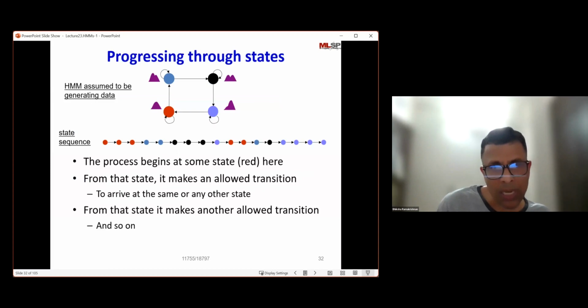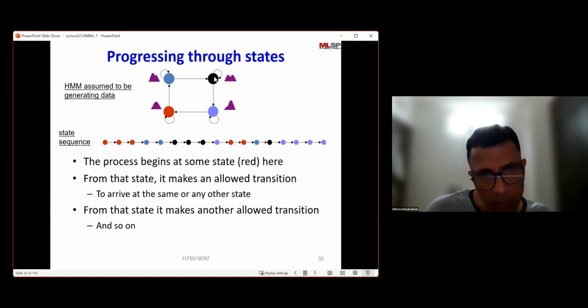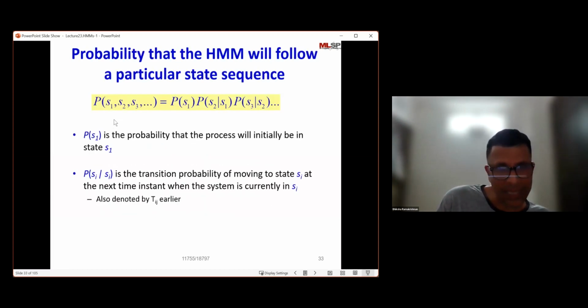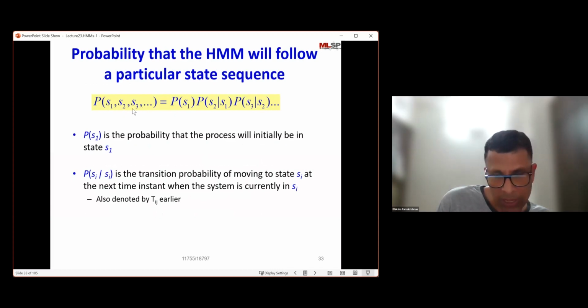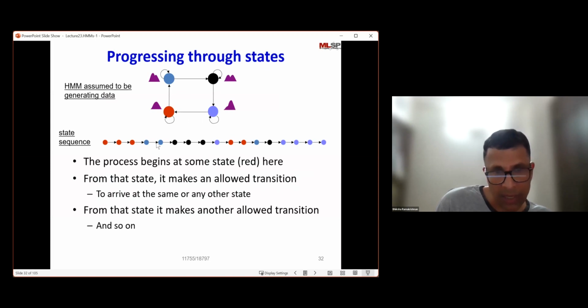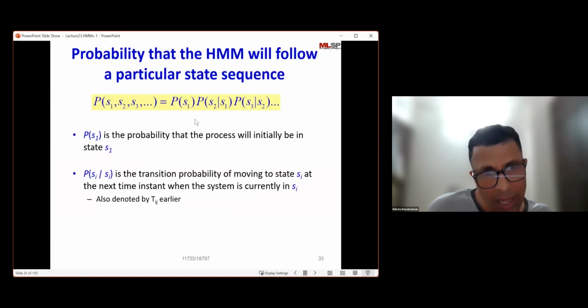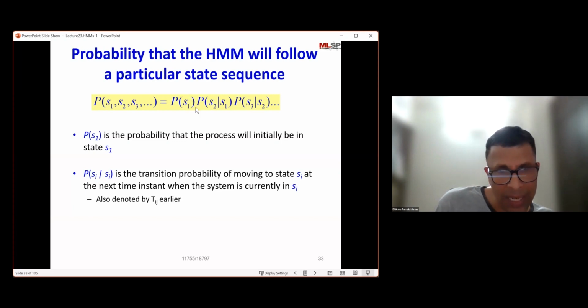Now, what is the probability that the process will go through a particular sequence of states? That's this. The probability that the process will go through a specific sequence of states, S1, S2, S3, for example, red, red, red, blue, blue, black, black, black over here, is the probability that it's going to be in state S1 at the very first time, times the probability that it's going to transition to S2 from S1, times the probability that it's going to transition from S3 to S2, and so on. You just multiply these probabilities through the entire sequence.